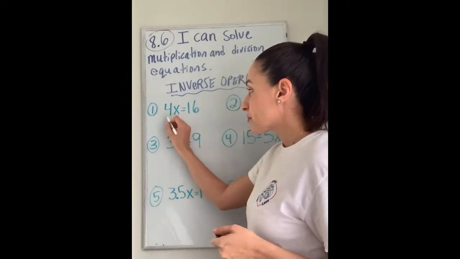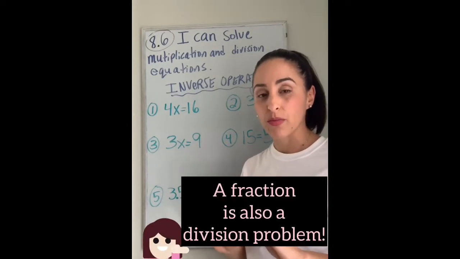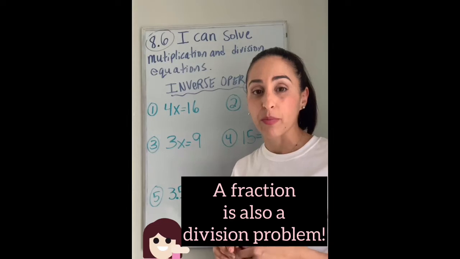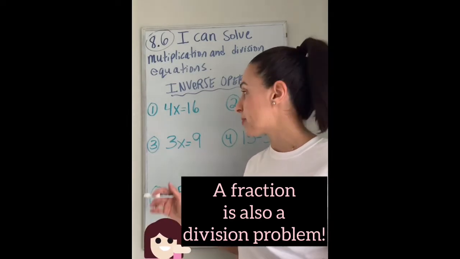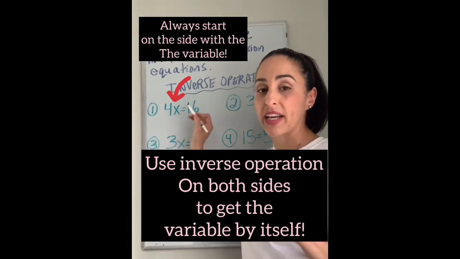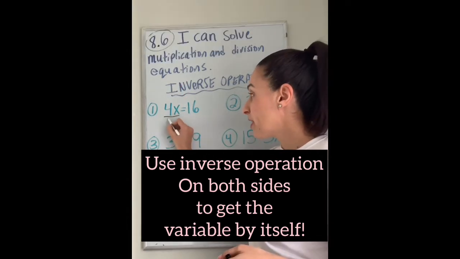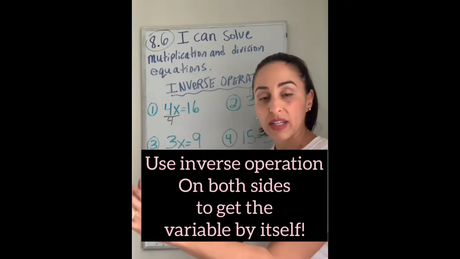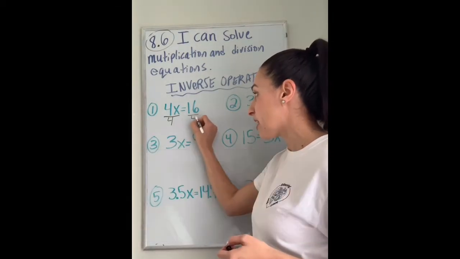So the way we can show division with these equations is, instead of putting a division sign, we're going to make a fraction. We know fractions are division problems. So I need to get x by itself. That's your goal, getting your variable by itself. Get rid of the number that's next to it. I'm going to divide 4 on this side. Remember, whatever you do to one side of the equal sign, you do to the other side. So I'm going to divide 4 on the other side.